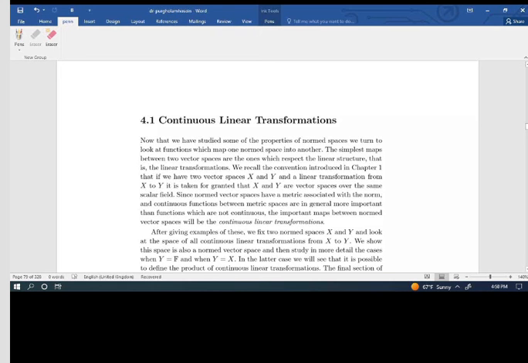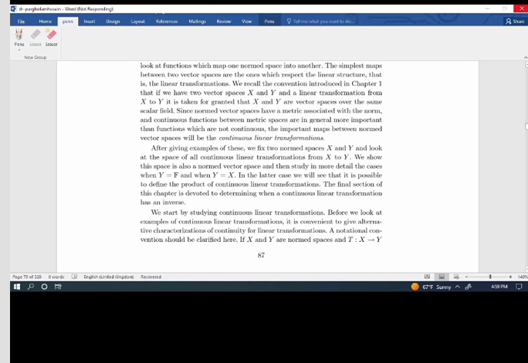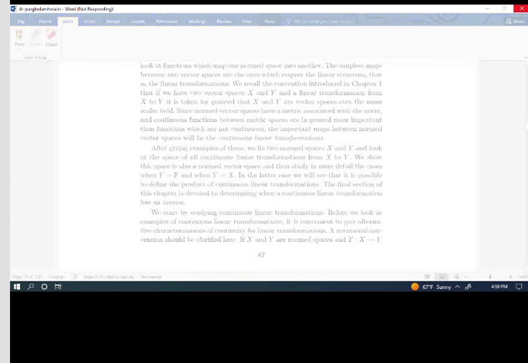So we fix two normed spaces X and Y and look at the space of all continuous linear transformations from X to Y. If X and Y are the same, or if Y equals X, okay, let's start from this definition.